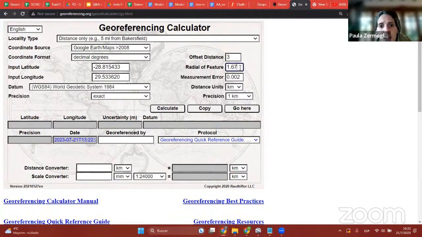Which other factor, which other parameter can contribute to having such a big uncertainty? The datum cannot be, because we know what the datum is, because we took the coordinates from Google Earth. So which is the other parameter contributing?